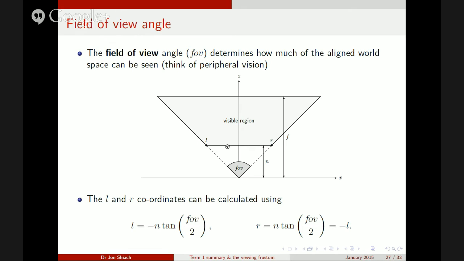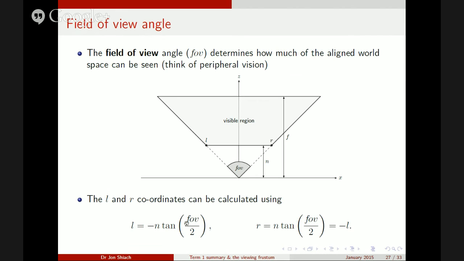The width of the screen is given by the field of view angle. That's how wide your vision is. The larger the field of view angle, the wider your vision. So a small field of view angle would reduce L and R, say, to here and here. If you're given a field of view angle, L is simply minus n times tan of half the field of view, and your R is simply minus whatever L is.